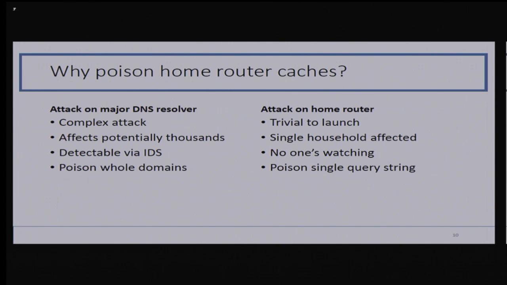Second, of course, when you're attacking a home router, the only potential victims are the household. But when you're attacking a major shared resolver, you could have potentially thousands of victims. That comes with a downside, though, in that most of the time, if you're attacking one of these popular shared resolvers, there's a good chance of detection, because they're not dumb, right? But when you're attacking a home router, no one's watching there, no one's looking. Finally, thanks to the Kaminsky vulnerability, it's possible to poison whole domains when attacking shared resolvers. But because home routers don't handle delegation records, an attacker can only poison a single domain name at a time.